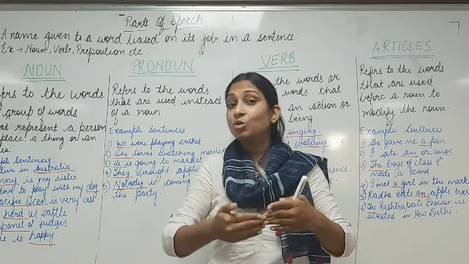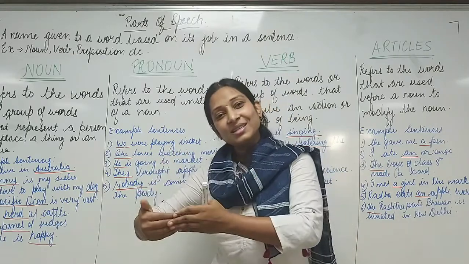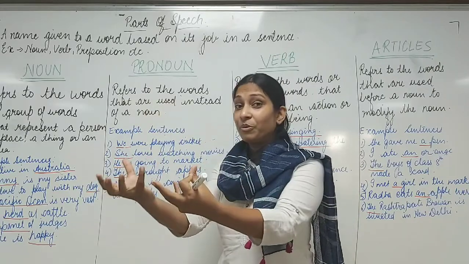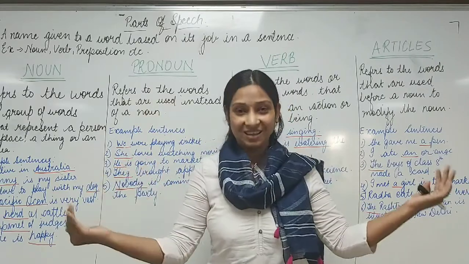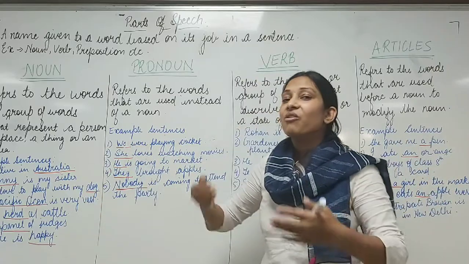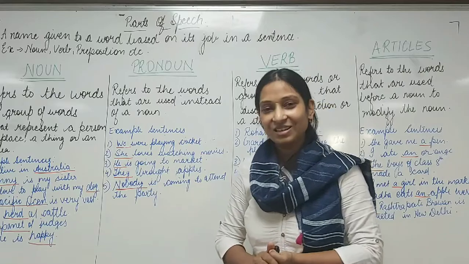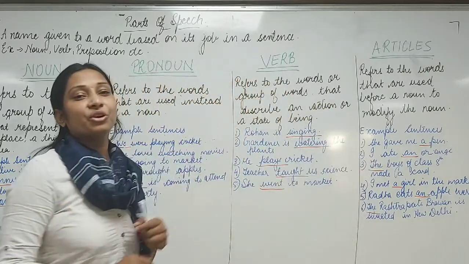Like for girls, we use she. For boys, we use he. For a group of persons, we use they or we. Is that clear? So these are words that are used instead of nouns. Understanding, children? Now the third one is verb.